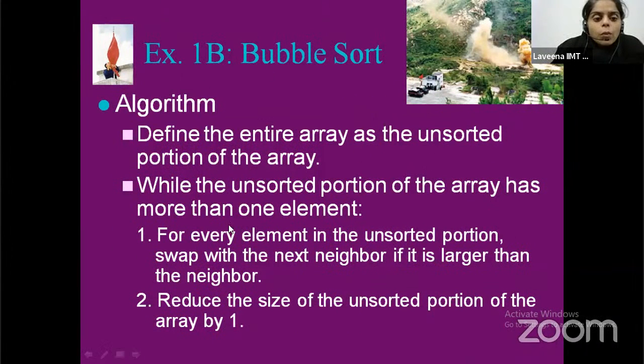So here you can find the algorithm to solve the bubble sort. Define the entire array as the unsorted portion of the array. Suppose we have an unsorted array of elements. While the unsorted portion of the array has more than one element, we have to compare every element with its neighbor element and swap. If the second element is larger, then it's okay. If it is smaller, then swap it with the first one. Then we reduce the size of the unsorted portion of the array by 1.